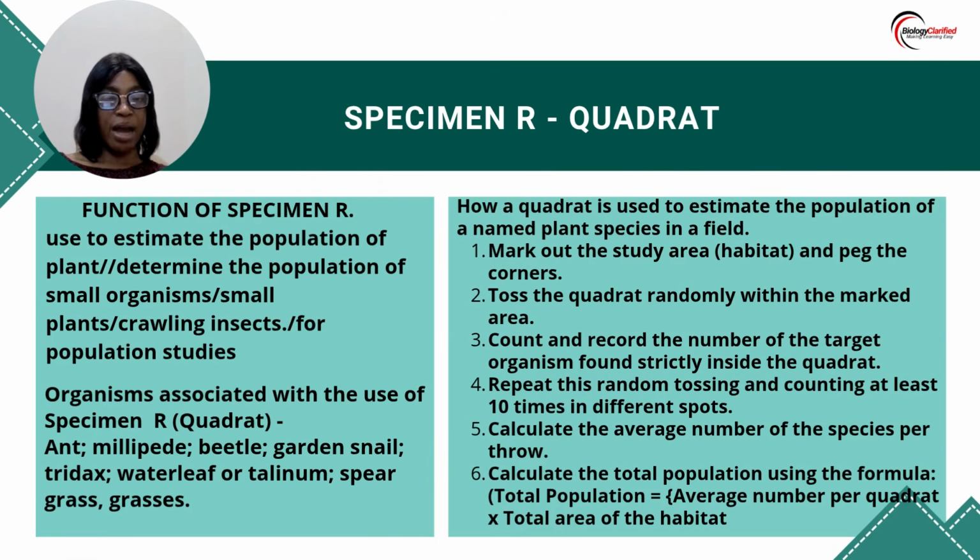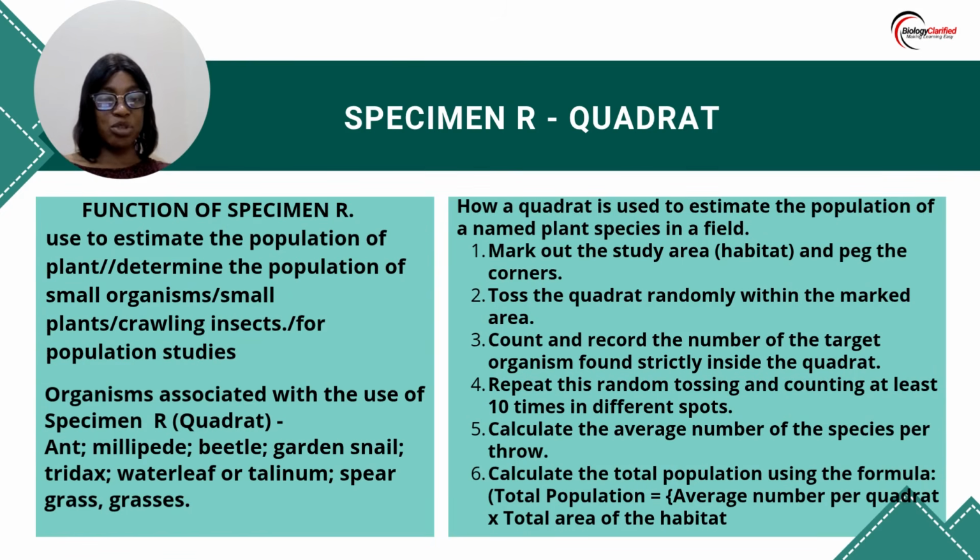Still on specimen R, quadrats. Function of specimen R: used to estimate the population of plants, or determine the population of small organisms, small plants, or crawling insects, or for population studies. The organisms associated with the use of specimen R, the quadrat: ants, millipede, beetle, garden snail, water leaf or Talinum, that's the generic name of water leaf, spear grass, grasses.